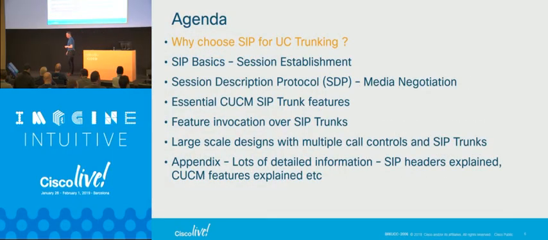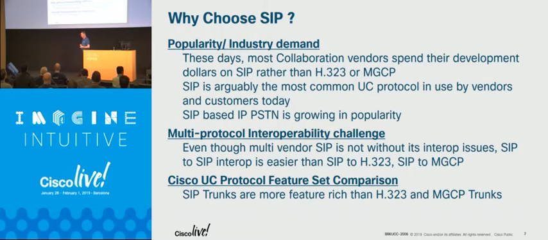Okay. So the first one here is the agenda, what are we going to be looking at? And the first one here is, why choose SIP trunking? The primary reason is just that it's become the de facto standard. And I'll talk about cloud and some other pieces as well, but really today, if you're looking at any vendor, certainly for on-prem and certainly if you want to do interop, what they're putting their development dollars into is SIP.